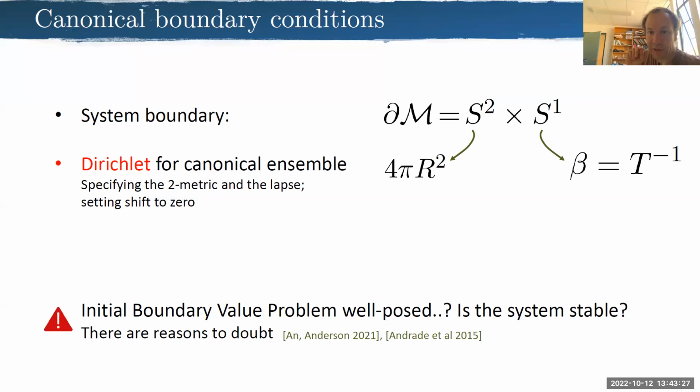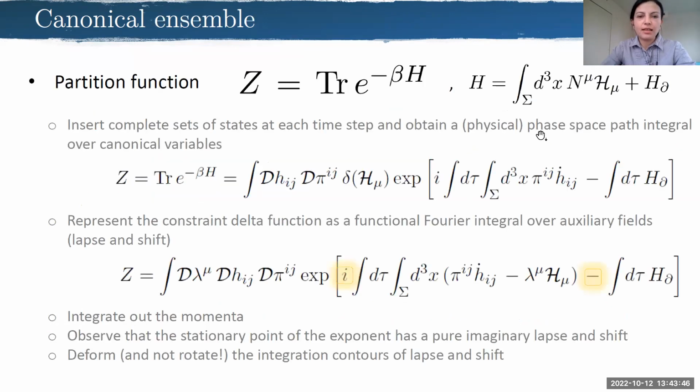Just a question. You're imagining your boundary here to be at finite distance? Yeah, so we have a finite boundary. This R is the radius of our spherical boundary, which is a finite number. Yes. Yeah, thank you.